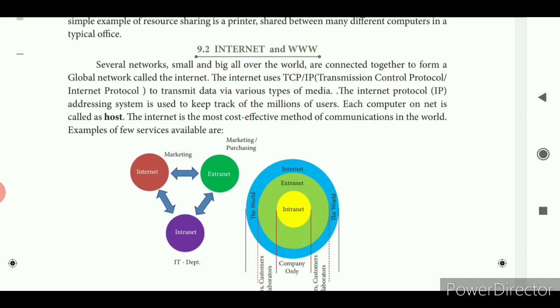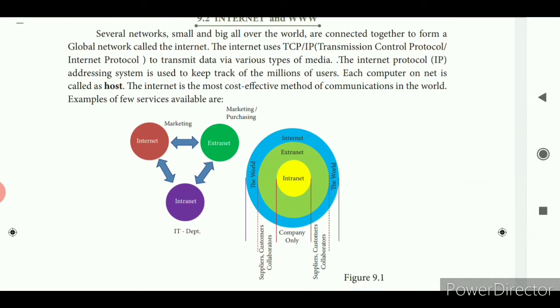IP address, you have heard that, no, in some movies you can hear that. What is the IP address? We can find the IP address like that, they told, no. So the internet protocol is an addressing system used to keep track of millions of users who access the internet. So we are using TCP and IP. Each computer on the net is called a host. In the global network, the computers which are connected to the network are called hosts. Underline that line: each computer on the net is called a host.